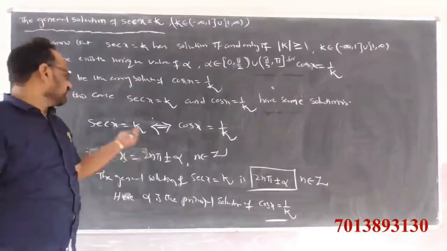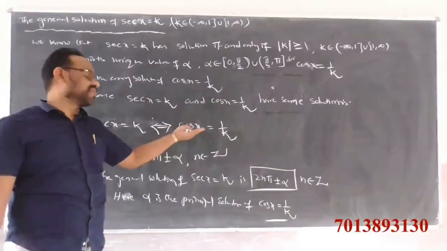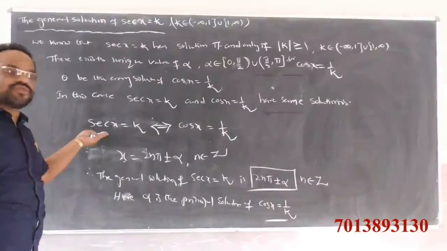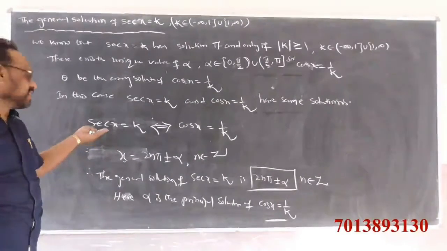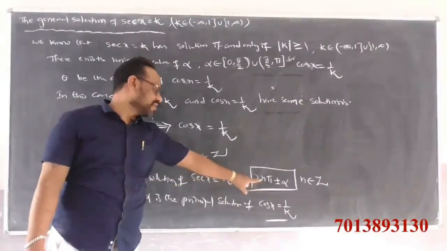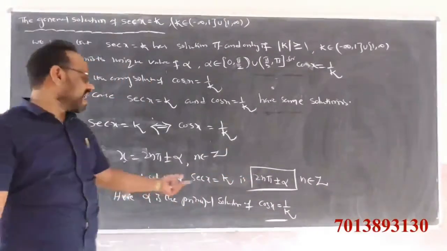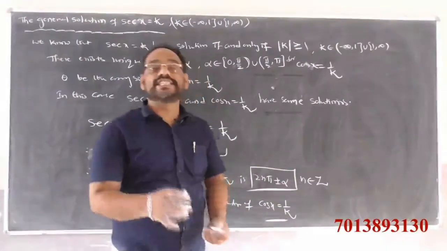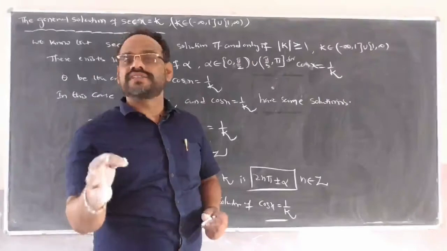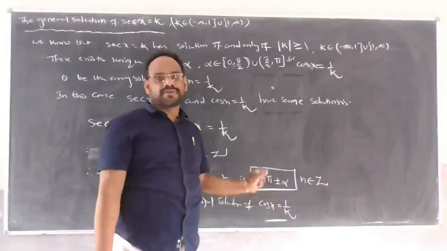So secant x equals k is the same as cos x equals 1 by k, and the general solution is the same. So the general solution of secant x equals k is clearly x equals 2n pi plus or minus alpha, where n belongs to Z. Here alpha is the principal solution of cos x equals 1 by k.